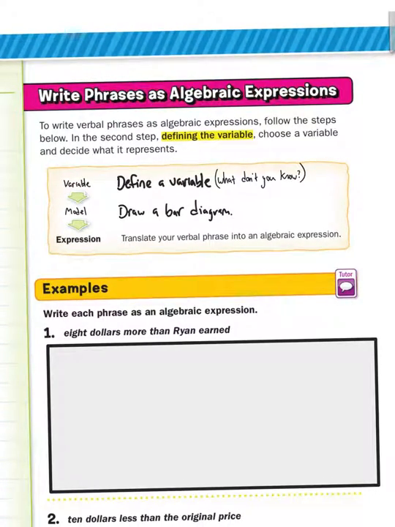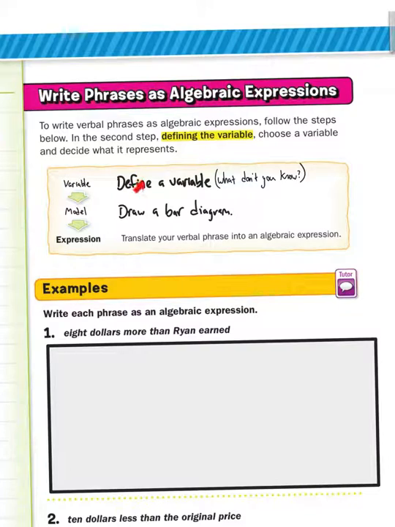So first off, this says, to write verbal phrases as algebraic expressions, follow the steps below. Now this thing here, when it talks about defining the variable, this is key to writing an expression. Defining a variable isn't just choosing the letter that represents something, it's understanding what it represents. So defining a variable means, what don't you know? Why can't you solve the problem? So we'll show you that below.